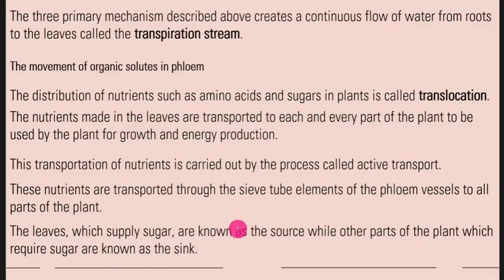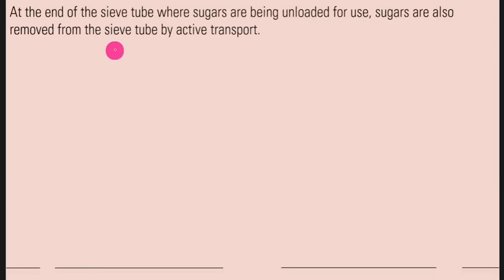All right, then from here, now we are saying at the end of the sieve tube where sugars are being unloaded for use, sugars are also removed from the sieve tube by active transport. So whenever these things are transported and they reach the destination, then to remove them from there to that part which needs to use them, the plant needs active transport.